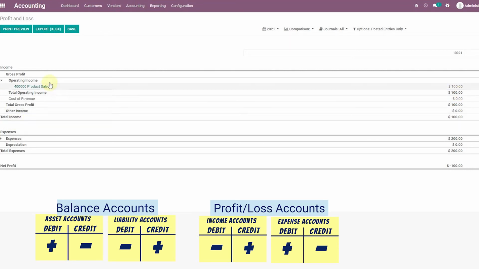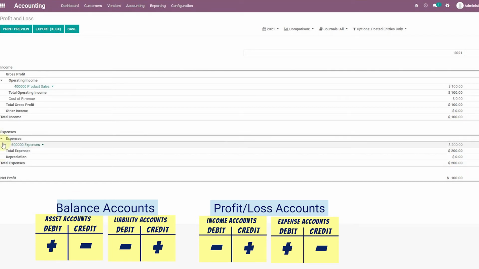And notice here, there's no accounts receivable, there's no bank accounts, there's nothing to do with balance accounts on your profit loss statement. Profit loss statements are only looking at your income and expense accounts. And you can see that here, that we had our $100 operating income. It gives us our total here. And then finally we got our total income, $100.